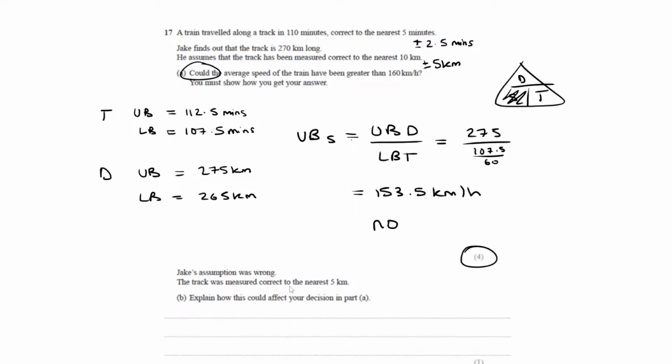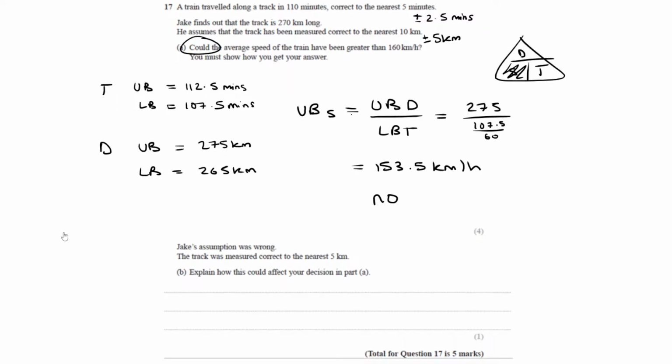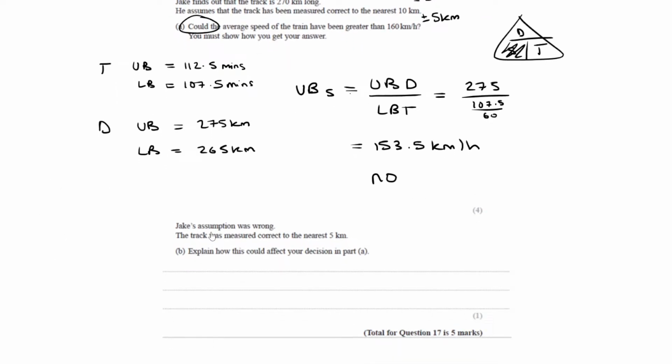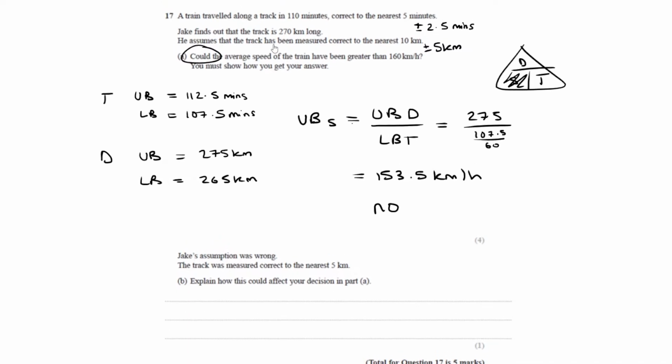This is 4 marks. Can you see here? 4 marks. So yeah, that's the hardest one I think I've found previously. We've got here part B: Jake's assumption was wrong. The track measured correct to the nearest 5 kilometers. Oh yeah, because he was assuming, go back a bit, that the track had been measured to the nearest 10 kilometers. It's actually to the nearest 5. Explain how this could affect your decision.